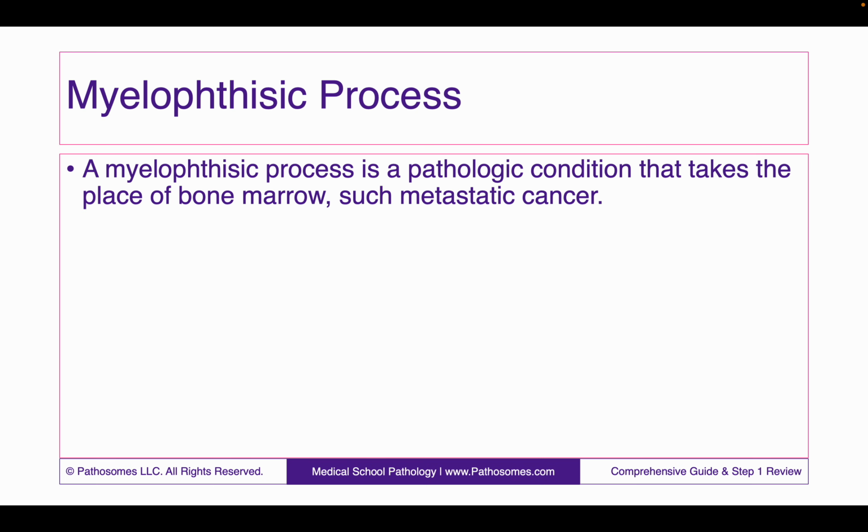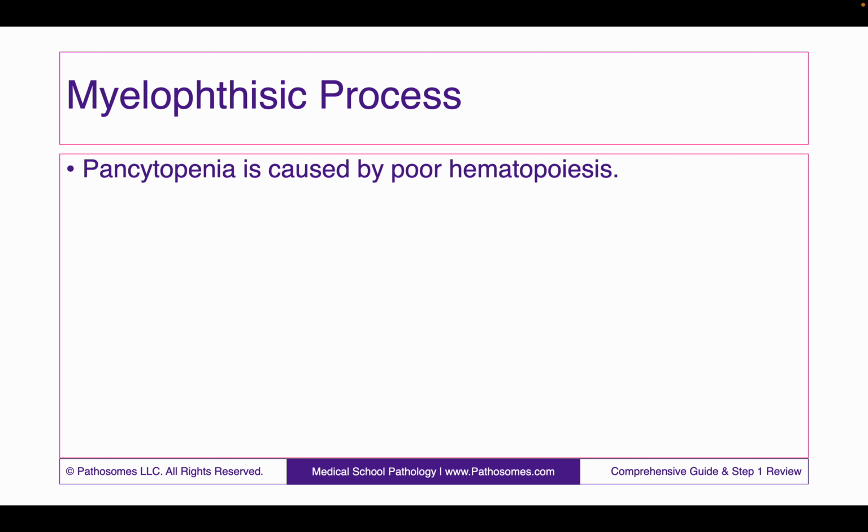Now let's get into the myelophthisic process. A myelophthisic process is a pathologic condition that takes the place of bone marrow, such as metastatic cancer, right? Pancytopenia is caused by poor hematopoiesis.